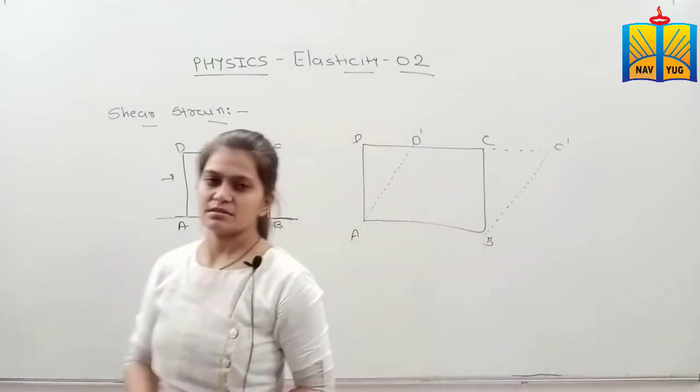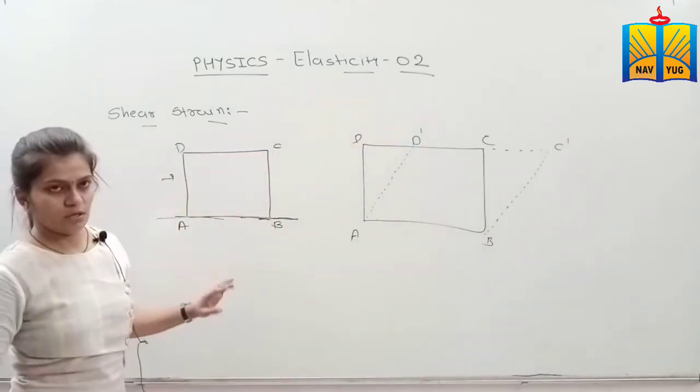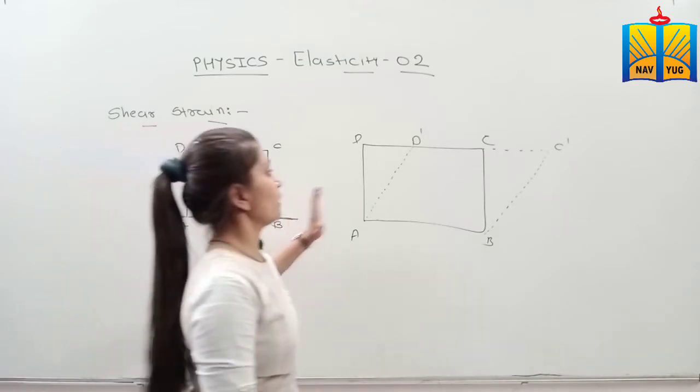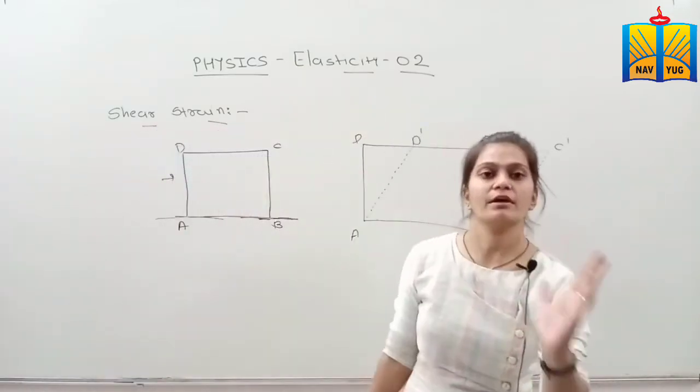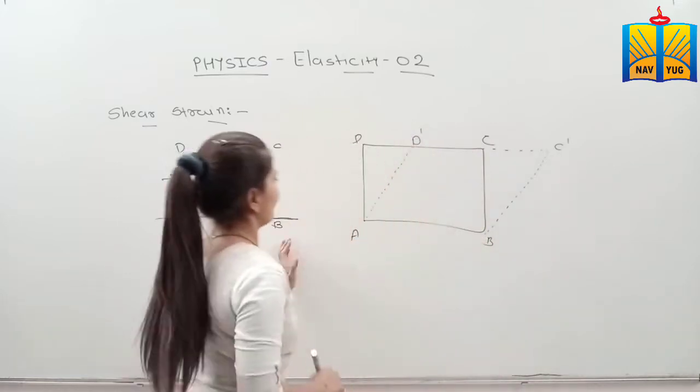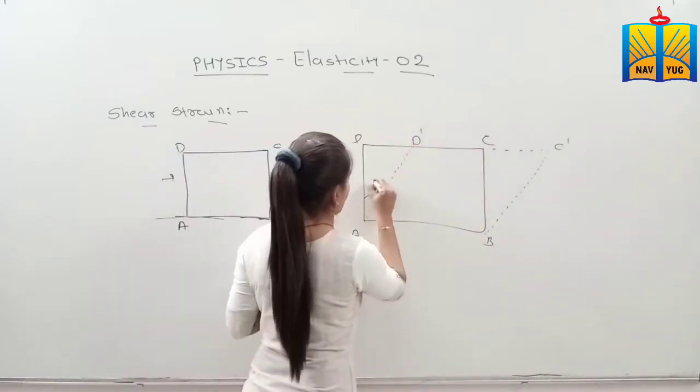And this is the best example of shear strain. When the base is fixed, but the upward direction is displaced somewhere at a right angle, displaced by some angle. Suppose that angle is theta.